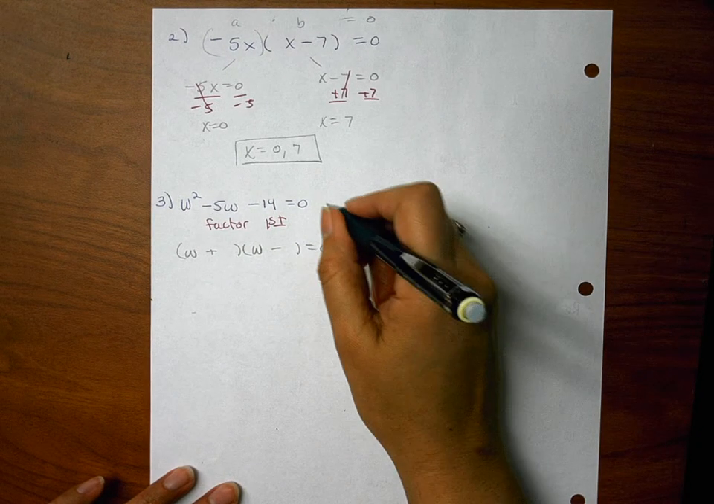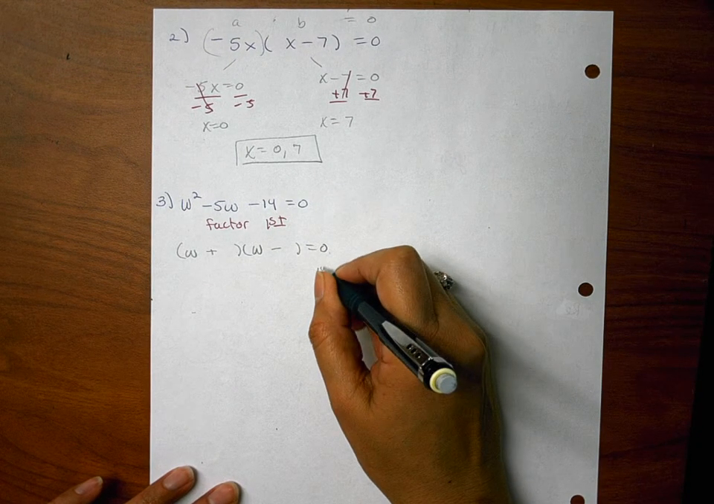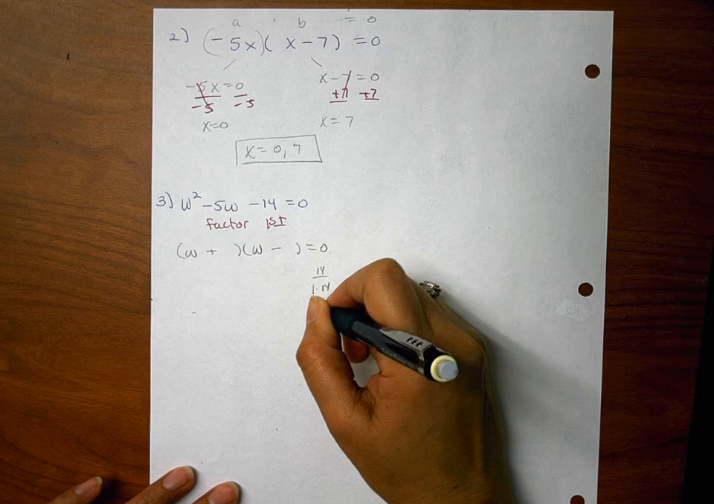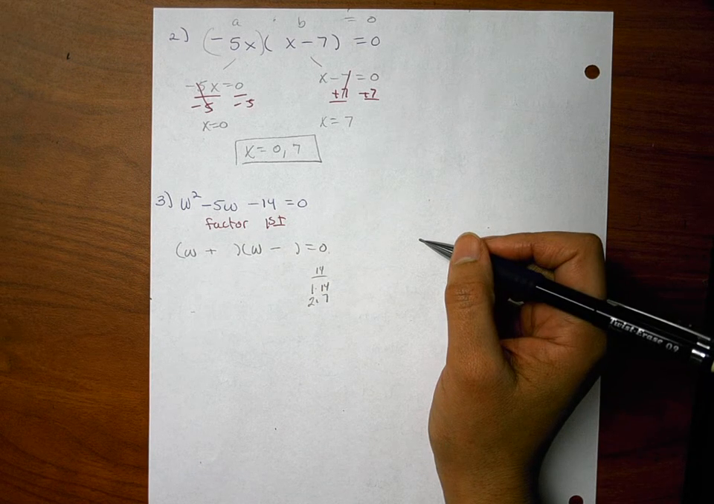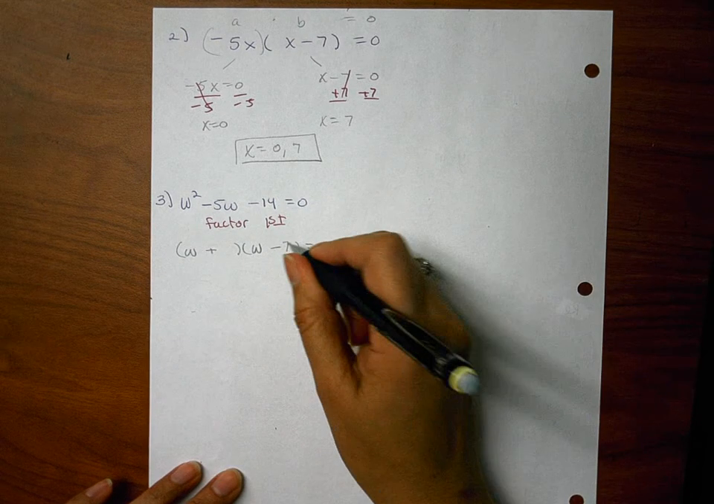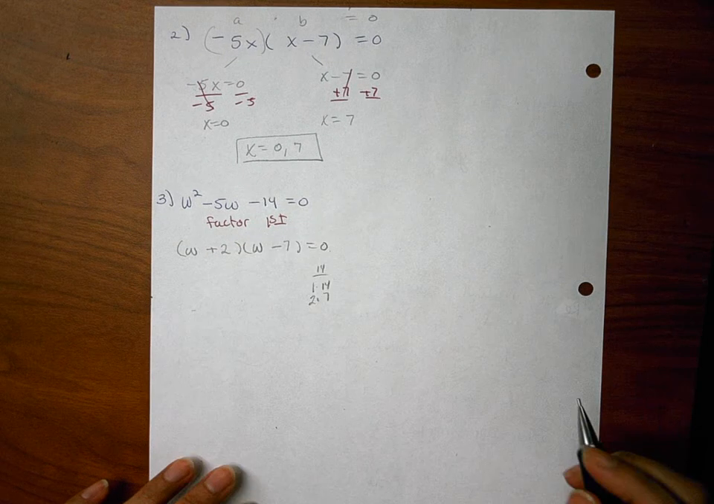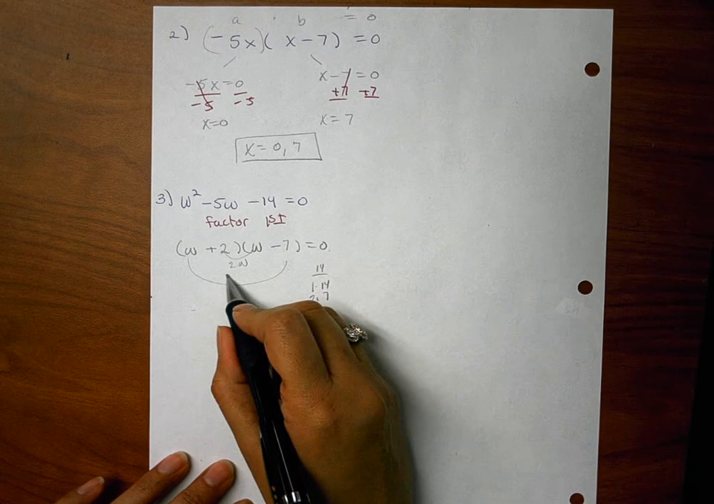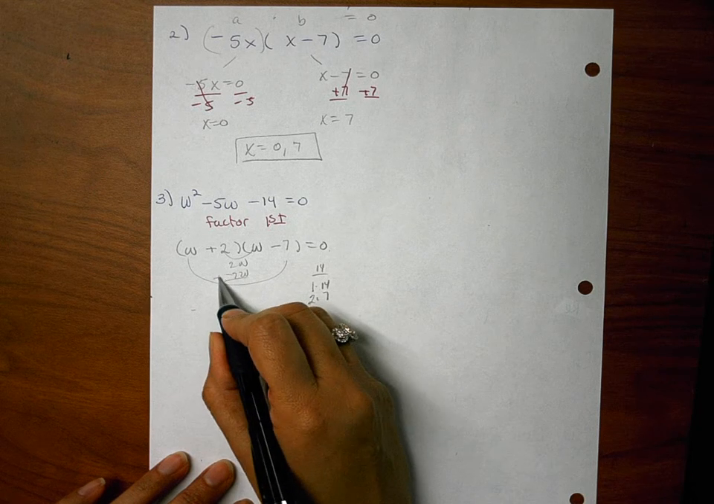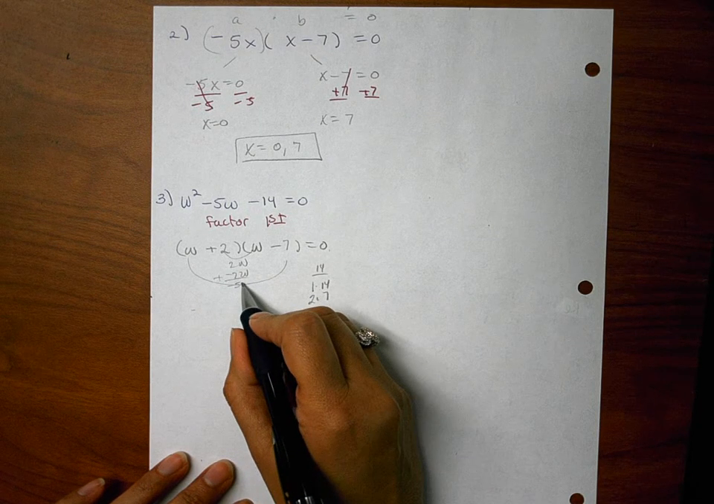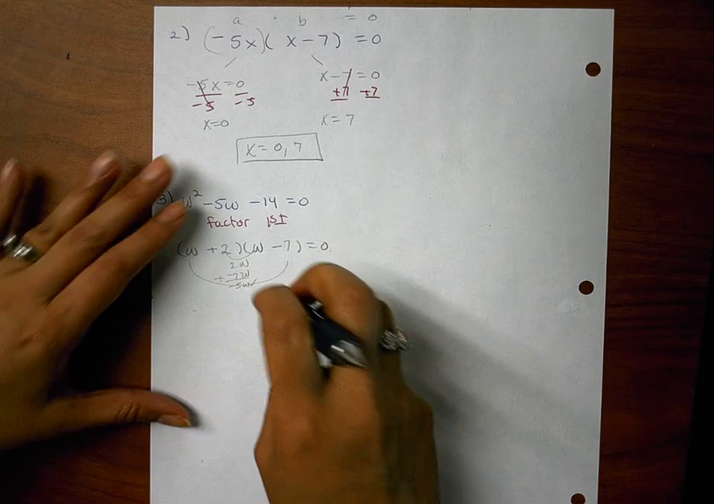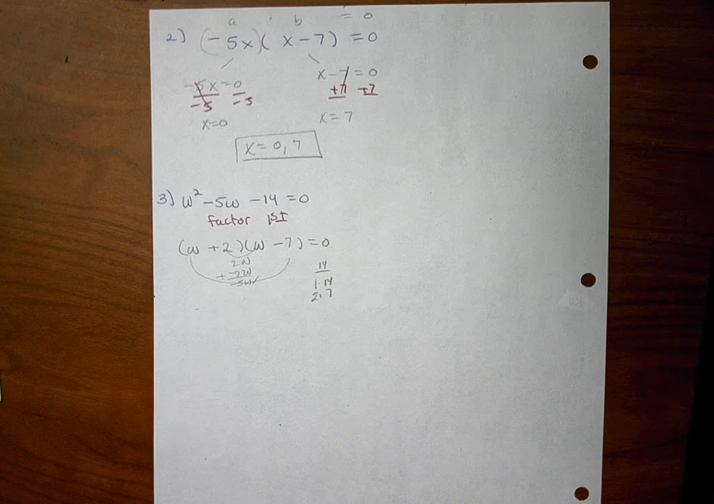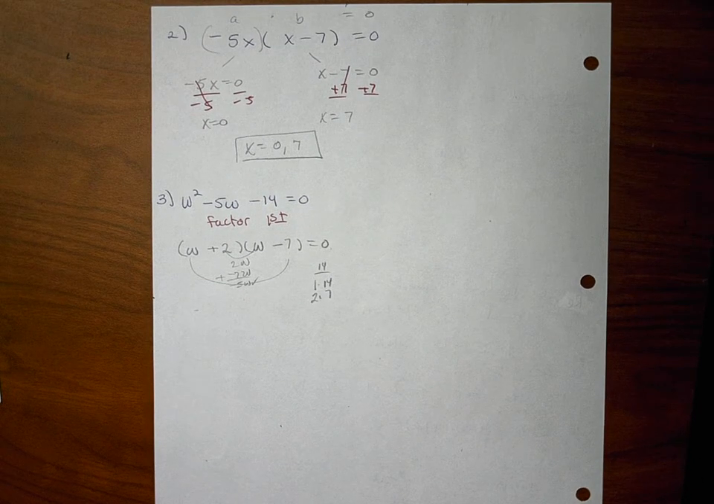List all your factors of 14, 1 and 14, 2 and 7. It looks like 2 and 7 is going to work. I'm going to make this 7 negative and the 2 positive, and check it. 2w and negative 7w adds up to the negative 5w. It works. This is not your answer. We are not done. If it was just a factoring unit, we'd be done.